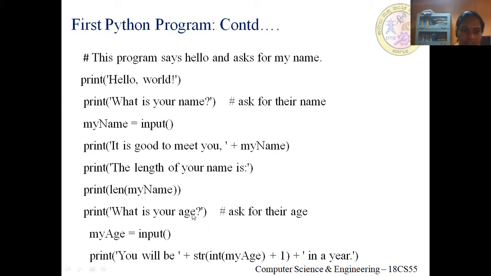Then we ask one more question to the user, what is your age? Whatever input is given by the user will be assigned to my age. Again we display you will be, plus a concatenated string. We know that input returns a string, but I want the age as an integer value. So you convert it here and add 1 to that. Again it will be converted to a string and concatenated with the string in a year.